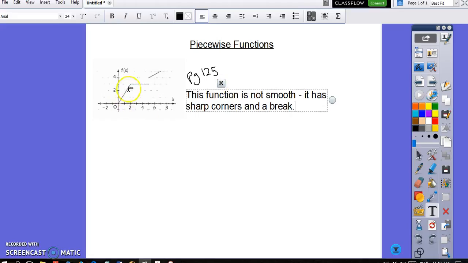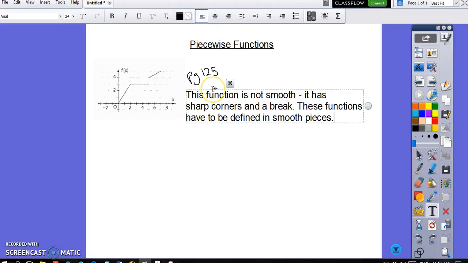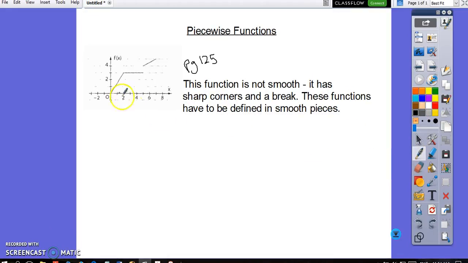And so functions like this have to be defined in pieces or in parts. So these functions have to be defined in smooth pieces. So if we look at this function here, we can identify 3 smooth pieces of the function. So our first smooth piece goes up to x is equal to 2. It starts at x is equal to 0.